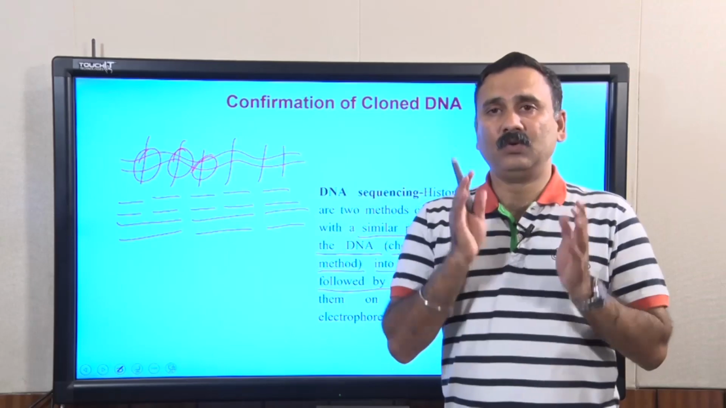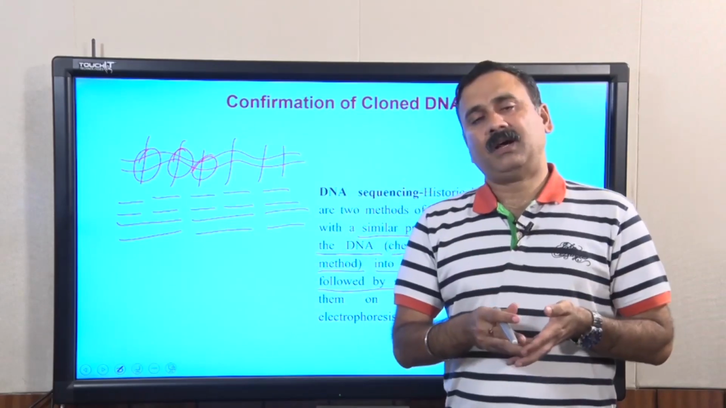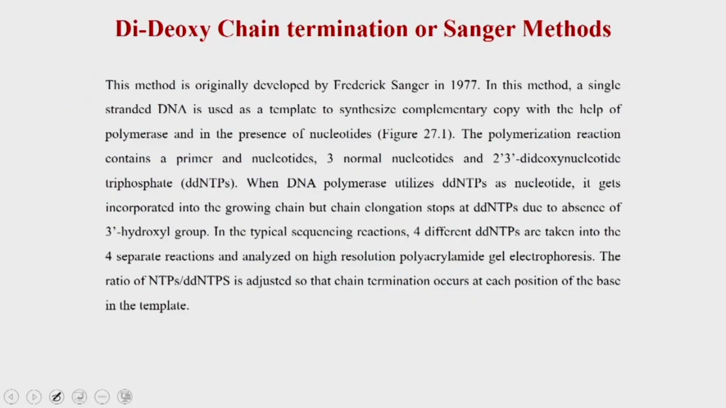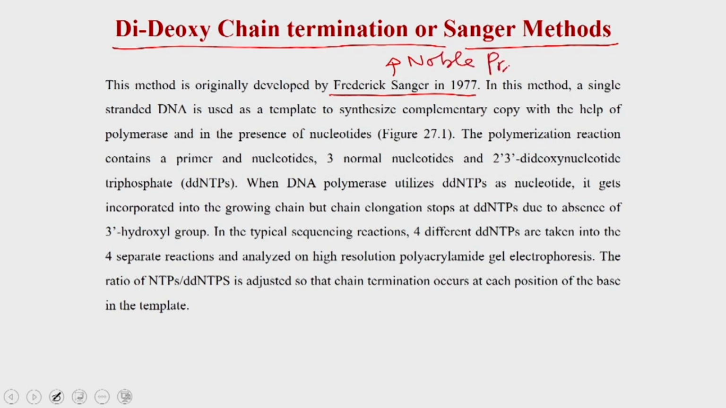We are going to discuss two methods, one is called the Sanger method, the other one is called the Maxam-Gilbert method. The dideoxy chain termination method, or the Sanger method, was developed by Friedrich Sanger in 1977, for which he got the Nobel Prize. Friedrich Sanger was the only person who first got the Nobel Prize for discovering a method of protein sequencing, and then he developed another method for DNA sequencing, and for both of these discoveries he got the Nobel Prize.